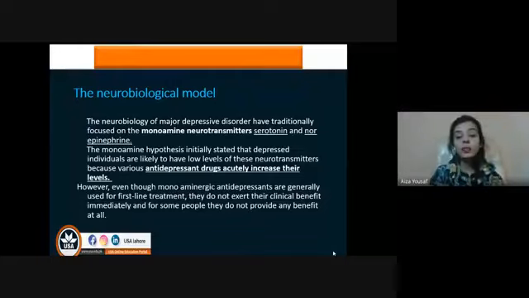This hypothesis initially stated that depressed individuals are likely to have low levels of these neurotransmitters, because antidepressant drugs, which may be used acutely, increase their levels. Even though monoaminergic antidepressants are generally used for first-line treatment, they do not exert their clinical benefit immediately, and for some people, they do not provide any benefit at all.